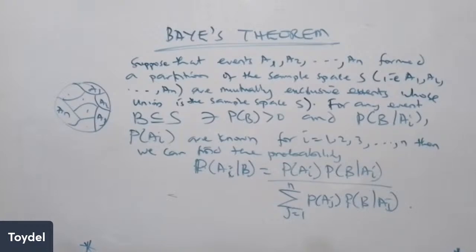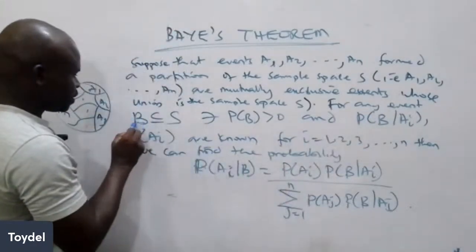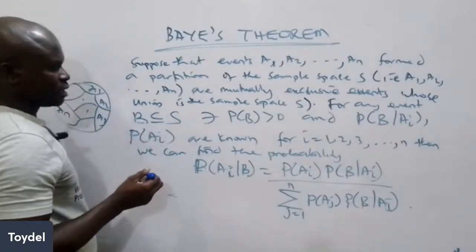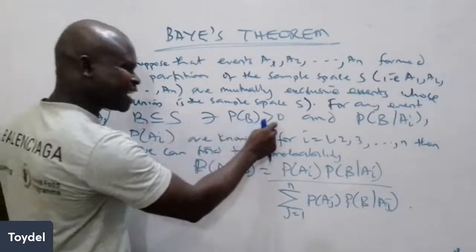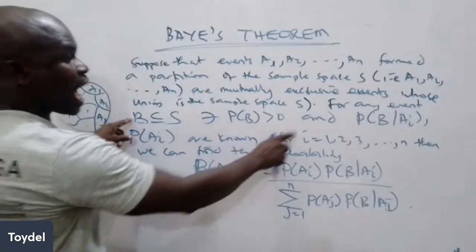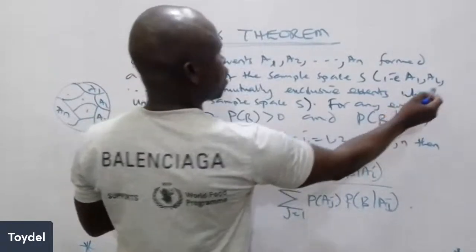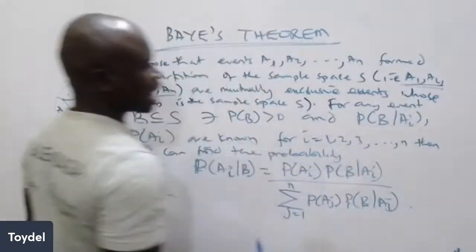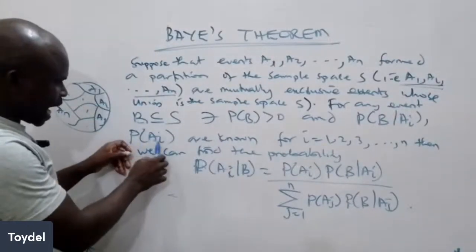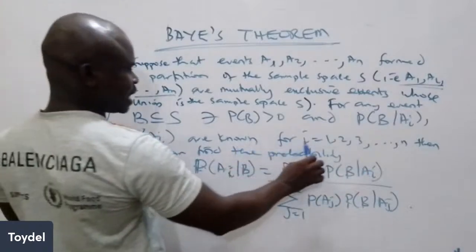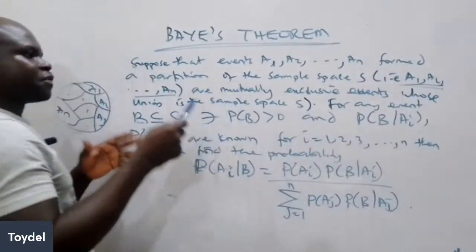Then for any event B, which is a proper subset of S, such that the probability of B is greater than 0, and the probability of B given that Ai has occurred, where Ai simply means A1 to AN, and the probabilities of Ai are known.